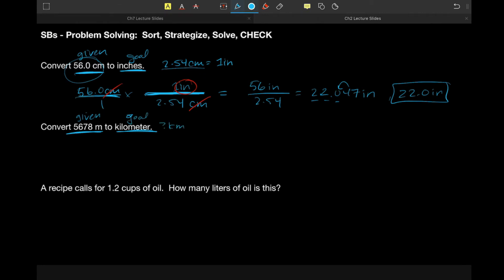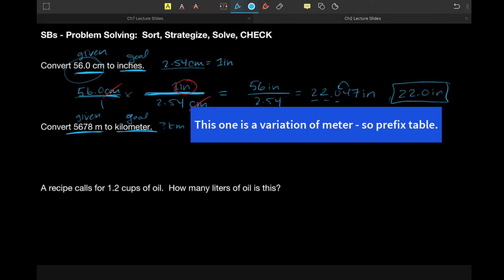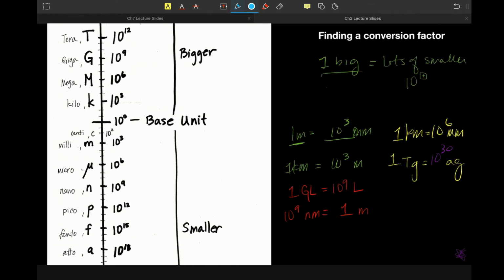In order to get from meters to kilometers, right? Note that meters, kilometers, this means we have to use that prefix table, yes? So let's go find that relationship on the prefix table, meters and kilometers. Meters go here, kilometers is here. So that's a relationship of 10 to the 3.